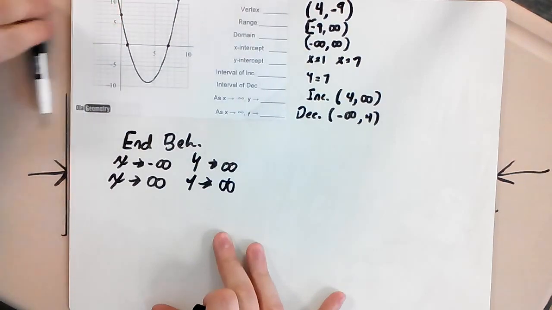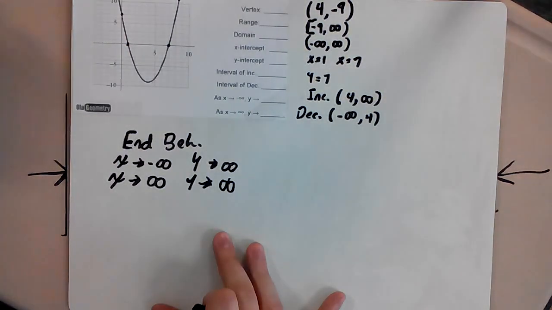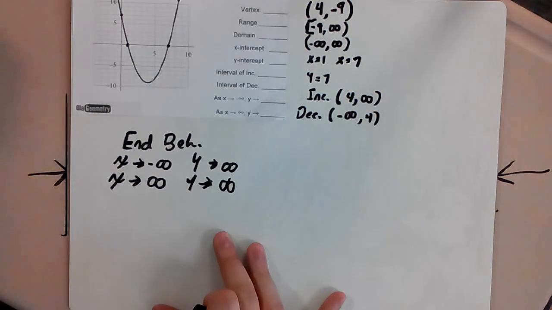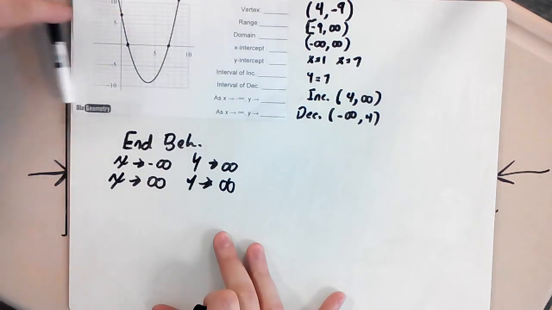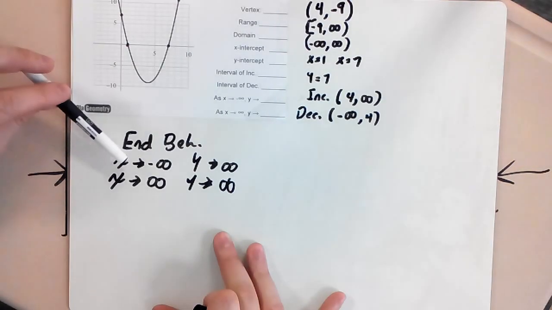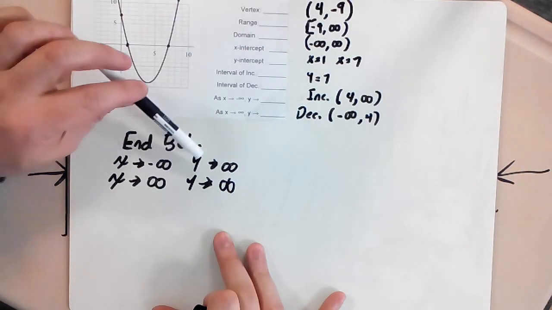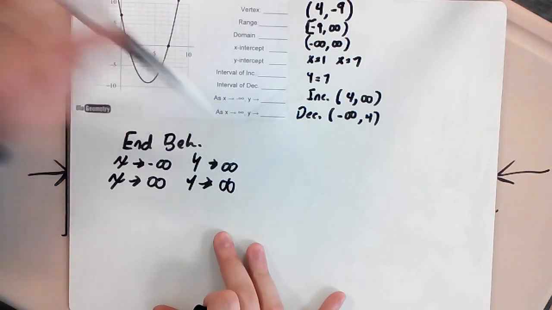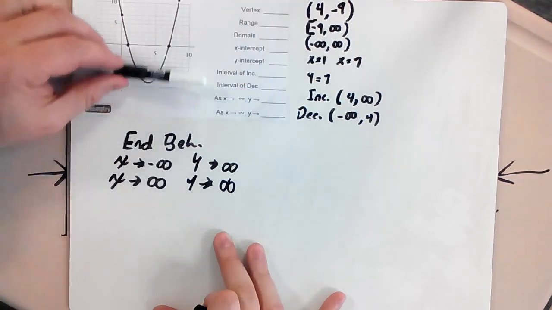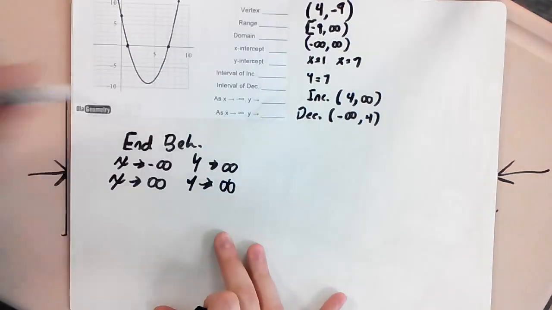As x approaches infinity, okay, so as the graph goes this way along the x-axis, along the y-axis, it continues to increase. So as I go to -infinity, or as I decrease along the x-axis, the y-axis continues to increase. So as x approaches -infinity, y approaches infinity. As x approaches infinity, the y values approach infinity. Okay, next example.